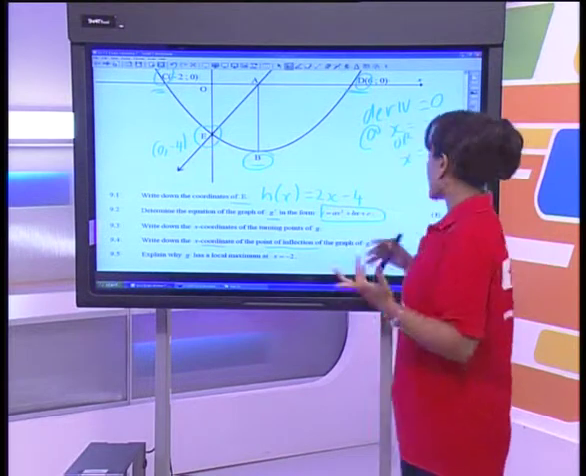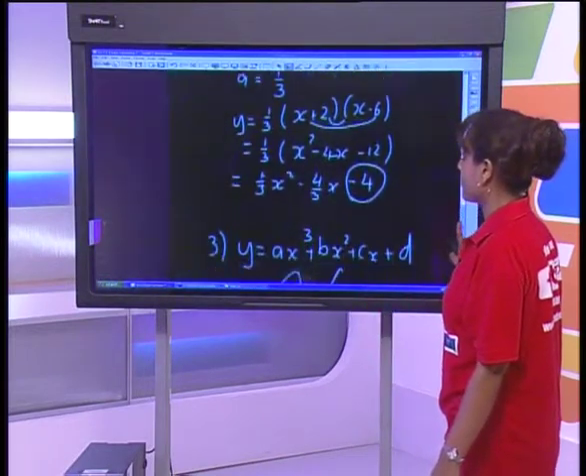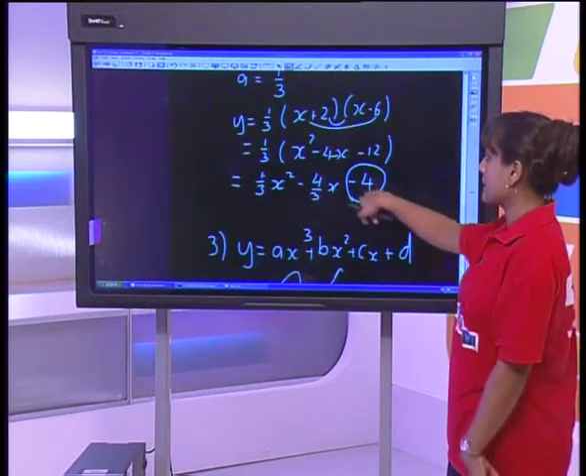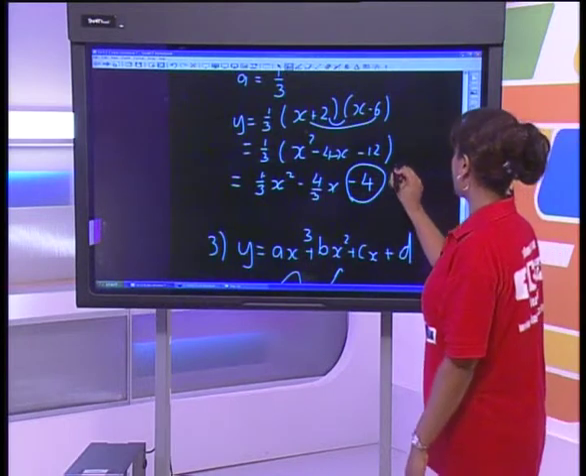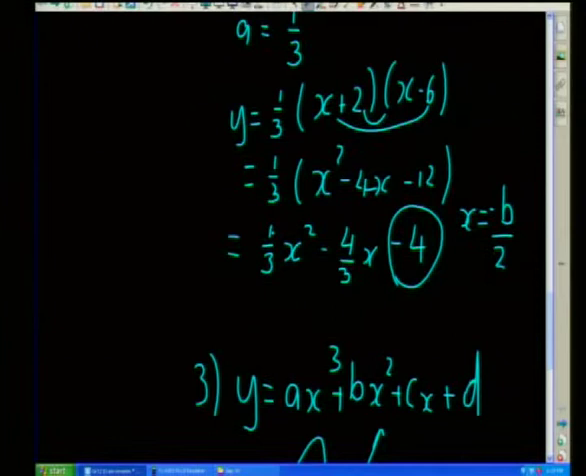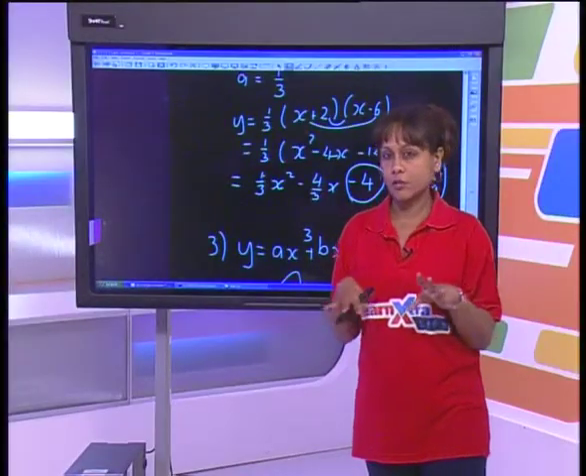The other way you could do it was to take your equation for your parabola, a third x squared minus 4 over 3x minus 4, and use the formula for your axis of symmetry. x is equal to minus b over 2a. You could have done it that way. Or if you preferred, you could have even taken this equation and derived it and then made it equal to naught and solve for x. Either way, you will get the same answer.